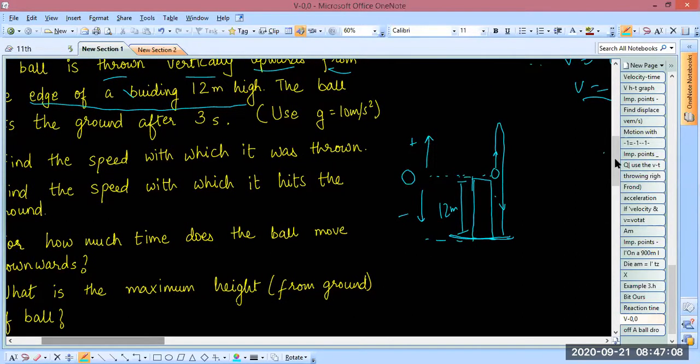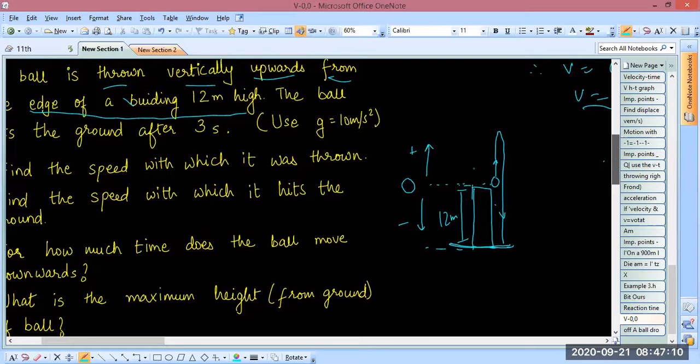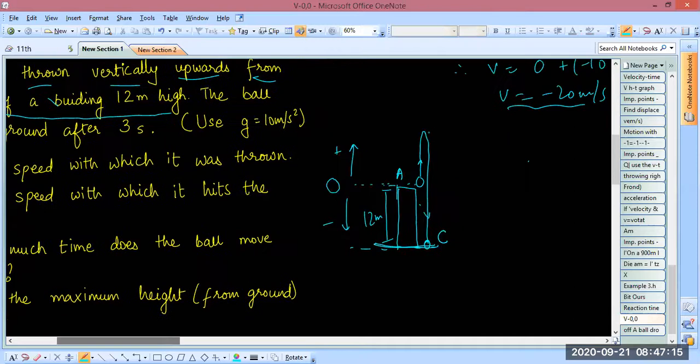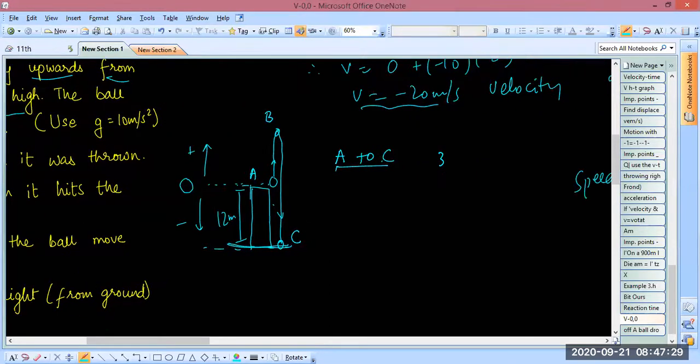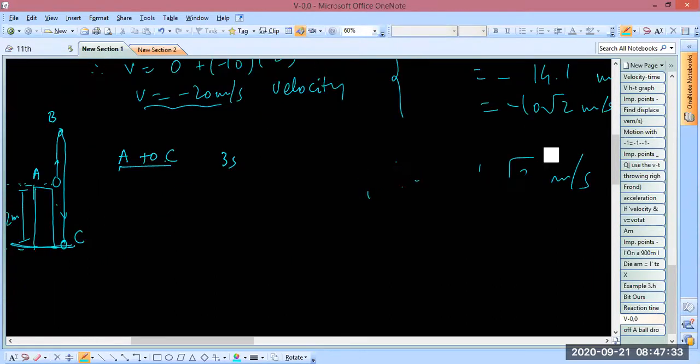Now, okay, so it takes time 3 seconds to go, let's say from A to C. All right, I'm going to call this highest point as B. I hope that makes sense to you. So it is given to us in this question that going from A to C takes 3 seconds. I'm going to erase this part here. It's bothering me. It's from the previous question.